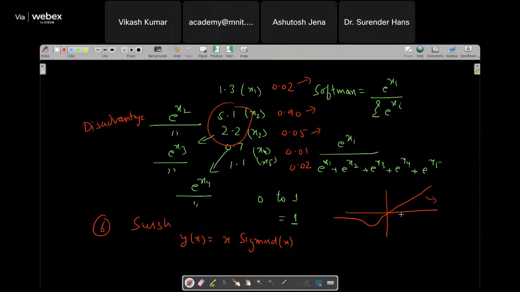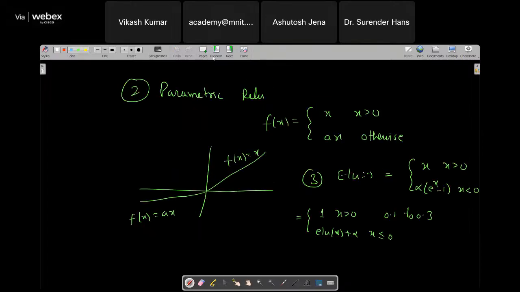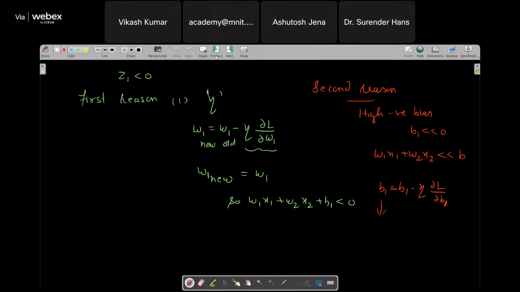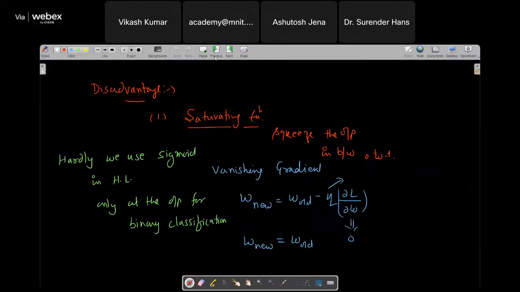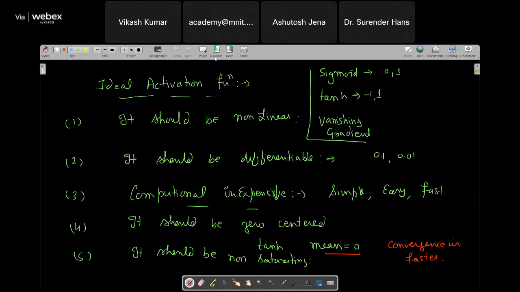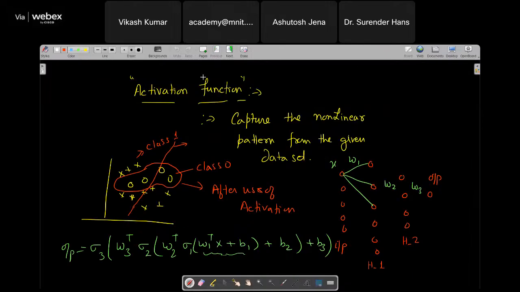So far we have discussed six activation functions. Let me explain the definition one more time: they are used to capture the nonlinear pattern from the given data. I hope all these activation functions are clear to all of you. If you have any doubt, then please let me know.